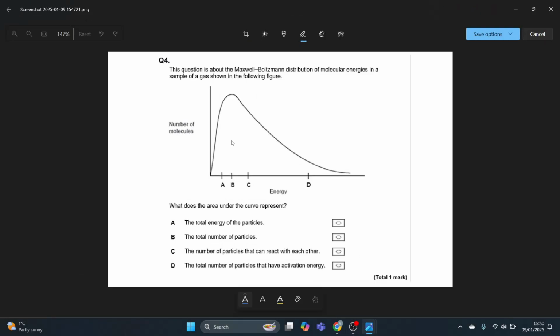Question 4. This question is about the Maxwell-Boltzmann distribution of molecular energies in a sample of gas shown in the following figure. What does the area under the curve represent? A. The total energy of the particles. No, we should know that it is B. Clearly, the total number of particles. The total number of particles, the number of particles that can react with each other, that is above here. And total number of particles that have activation energy, yeah. The answer is B.